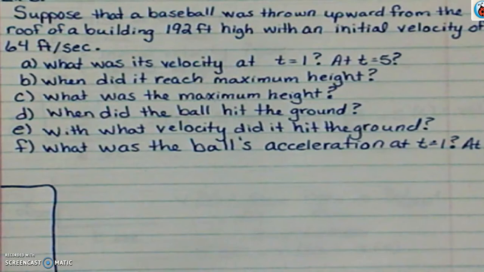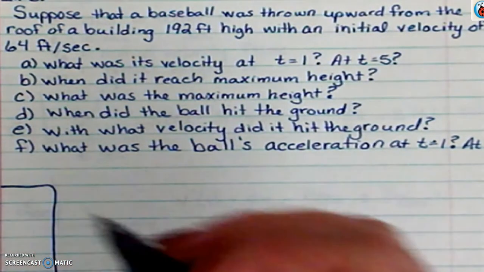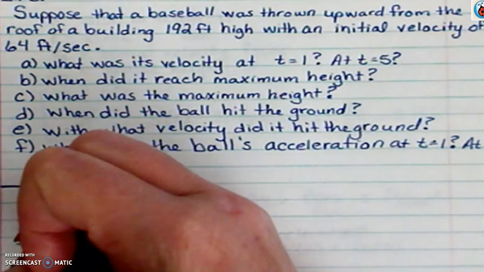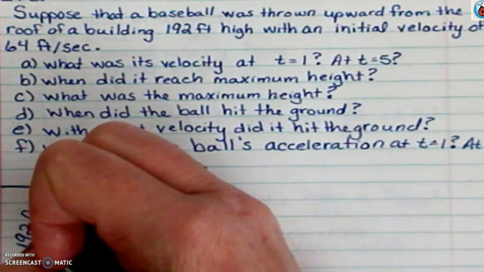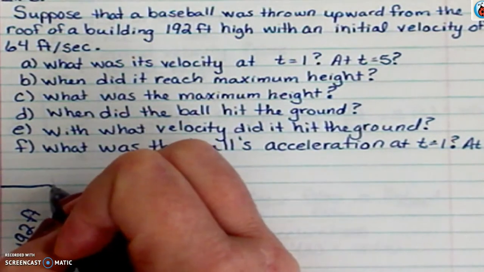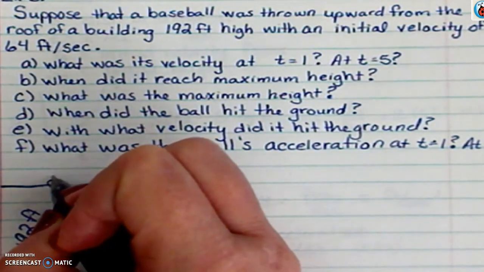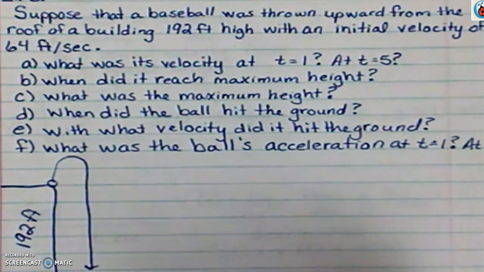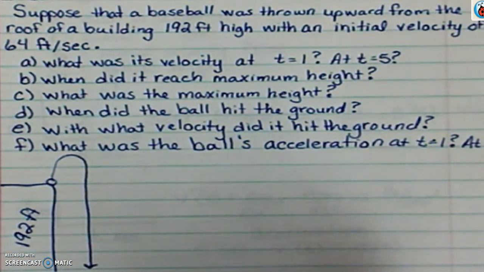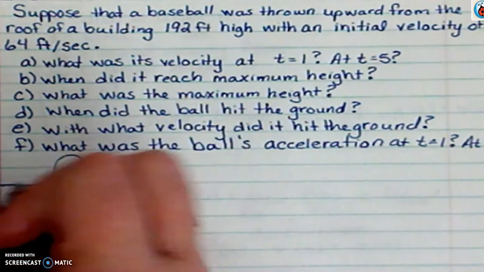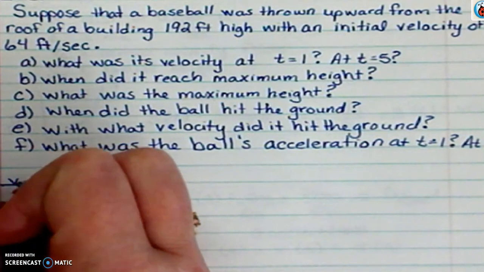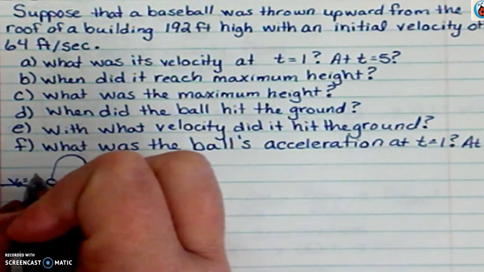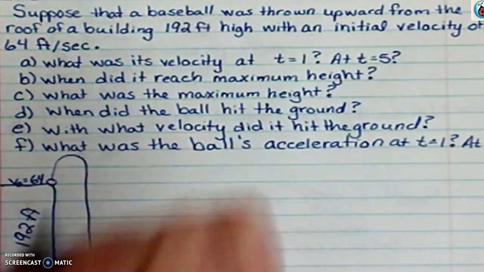So it says, suppose that a baseball is thrown upward from the roof of a building. So we know that this height here is 192 feet. That's the height of your building. And you're going to take this ball and throw it up in the air, and it's going to come back down and hit the ground. Its initial velocity, remember, v sub o, is 64 feet per second.